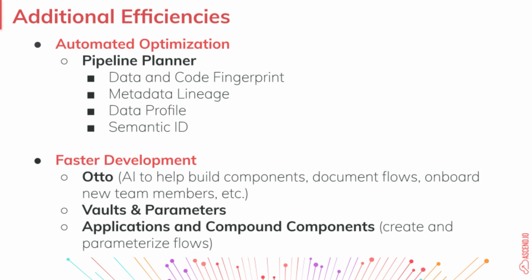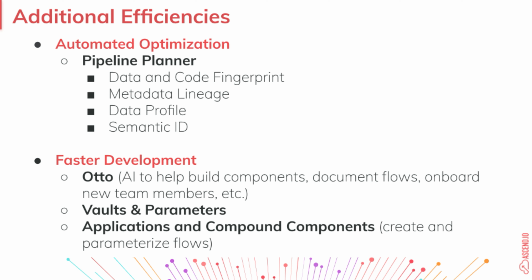Applications. I know that we haven't talked about applications yet because this is fairly new and really exciting. The addition of applications into Gen 3 is actually going to allow you to create templated flows that use parameters to define and produce multiple flows. So it's like a flow generator that you're going to be able to build.